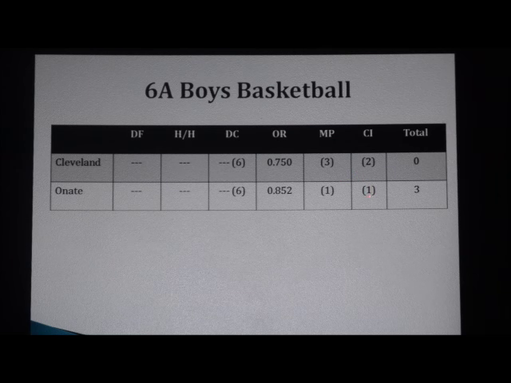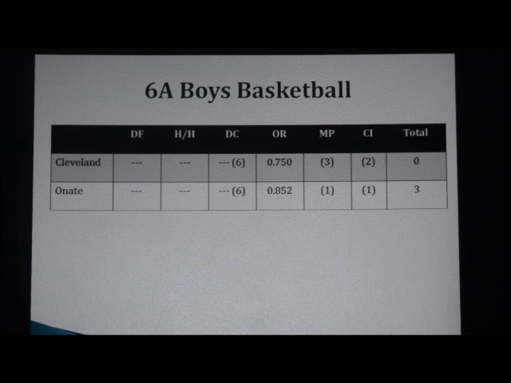Coaches' input. Oñate came out with the most points from coaches. So they were number 1 in coaches' input. Cleveland was number 2 in coaches' input. So Oñate would win that criteria point. So as you see here, we have 1, 2, 3 criteria points that Oñate won, and Cleveland did not win any criteria points. So Oñate has won the 6 criteria points by a score of 3-0. Therefore, we must seed Oñate above Cleveland.